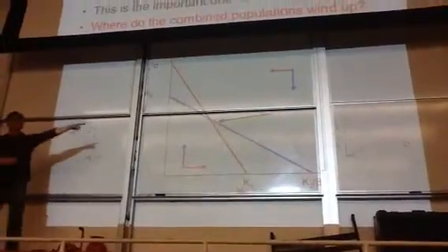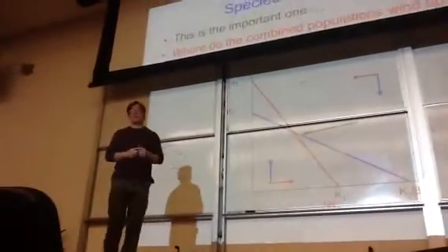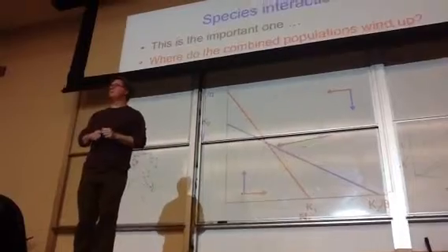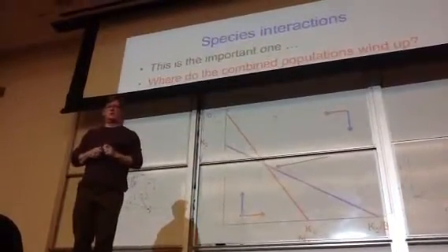How do we predict which? How would we predict where the unstable equilibrium would be? Well, you don't predict, you figure it out.